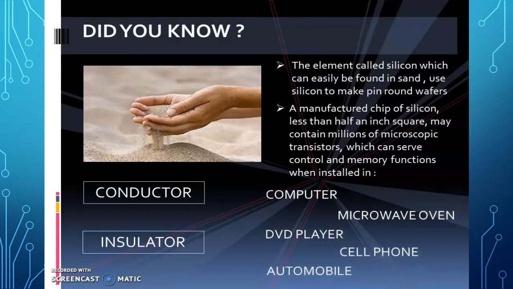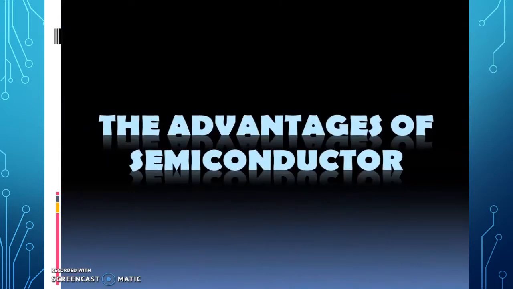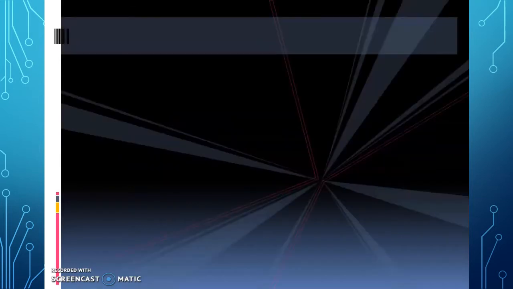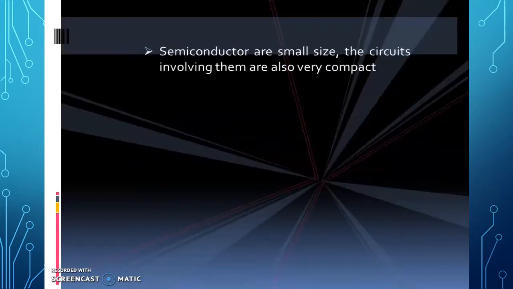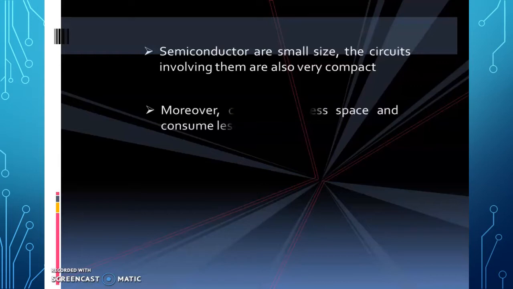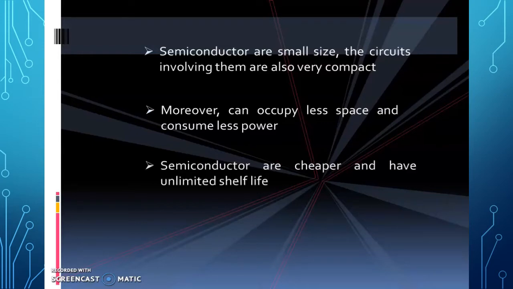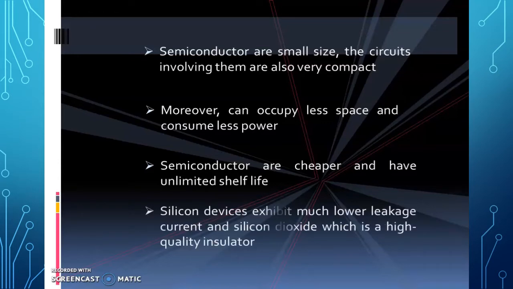Last one is automobile. The advantage of the semiconductor is that it has a small size, and the circuits involved are very compact. Moreover, it can occupy less space and consume less power. Semiconductors also are cheaper and have a limited shelf life. Silicon devices exhibit much lower leakage current, and silicon diodes are a higher quality insulator.